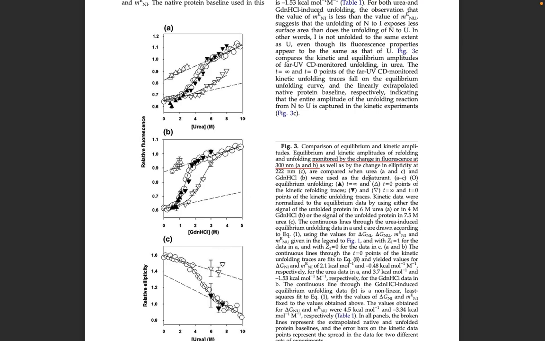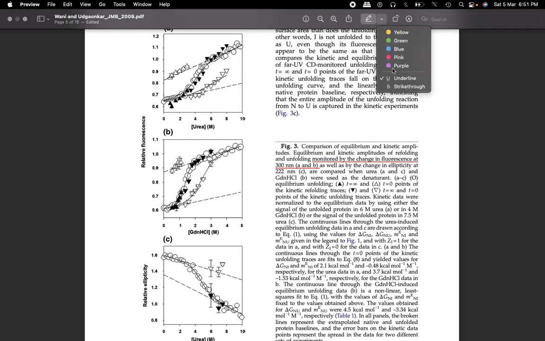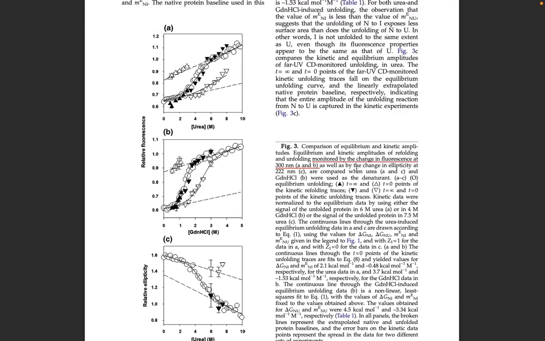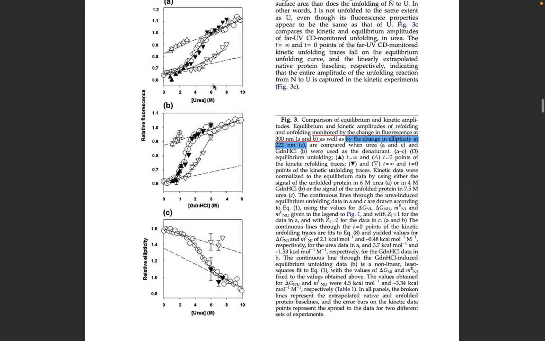As well as by a change in ellipticity, and let me draw that in blue. So A and B are by fluorescence at 300, and the change in ellipticity is C. A and C were measured with urea, and B with guanidinium hydrochloride used as denaturant.